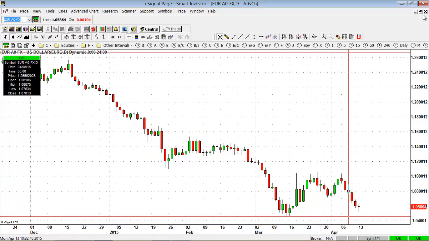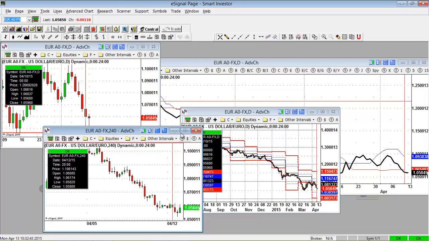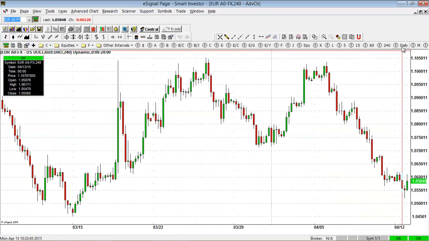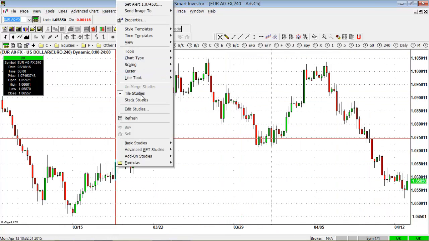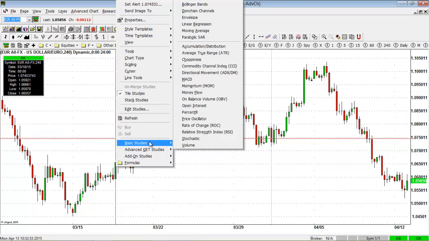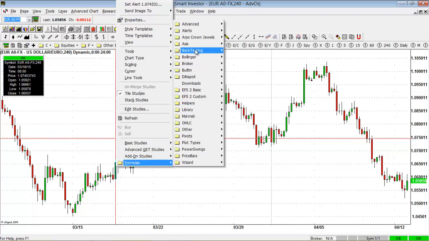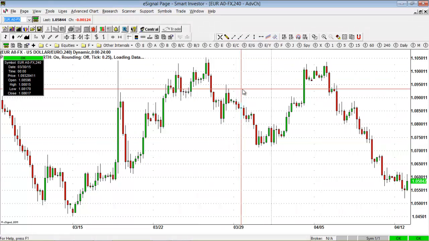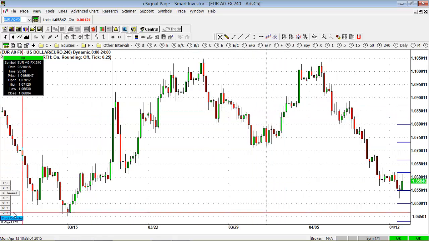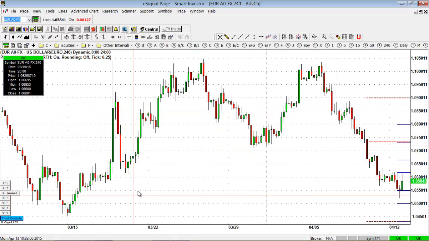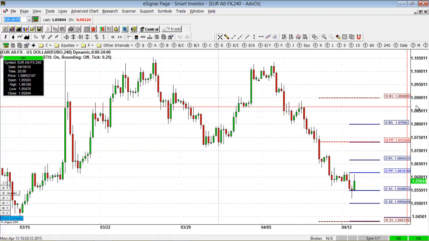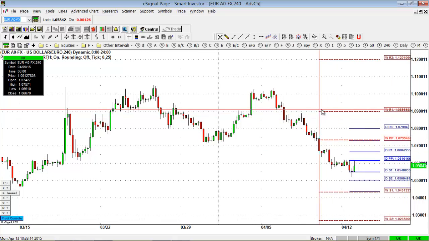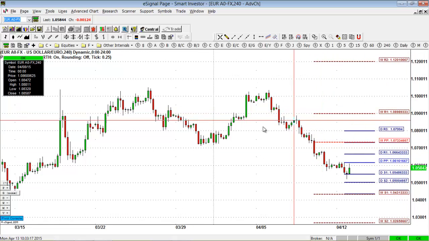Taking a look at the pivot points for the week on the euro, let me just apply the pivots formula, my pivots, pivot console. Okay. So looking at the pivot points for the week, we see that the weekly S1 is at 104.31, and the weekly S2 is at 102.65.